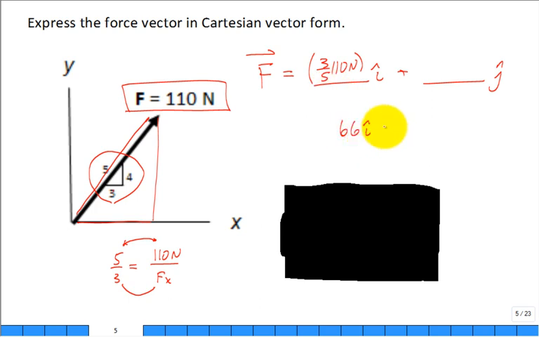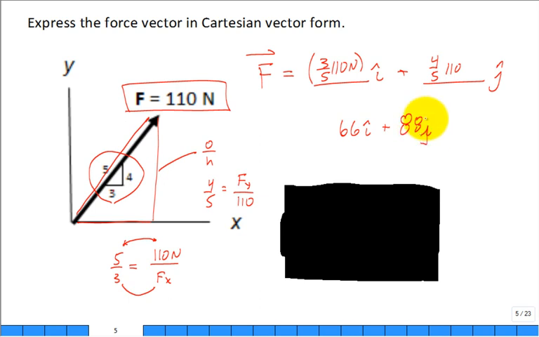66 newtons. And then likewise for this side, for both of those, you can either do opposite over hypotenuse or whatever. You can do the 4 over 5 is equivalent to the Fy over 110. The ratios are the same. So we pick up 4/5 of 110, which comes in at what, 88?